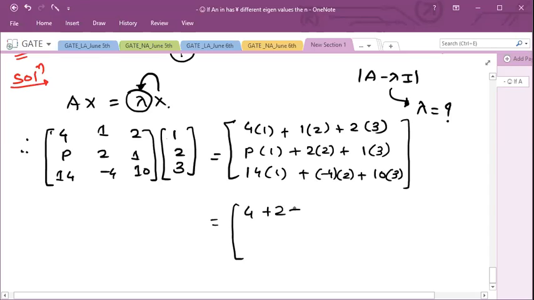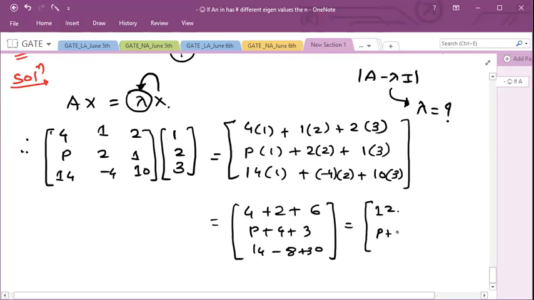4 plus 2 plus 6. P plus 2 into 2 is 4, plus 3. 14 minus 4 into 2 is 8, plus 10 into 3 is 30. So this will become 6 plus 4, 10 plus 2, 12. P plus 4 plus 3, P plus 7. Now 30 plus 14 or 30 minus 8, it will become 22. 22 and 14, 36, right?